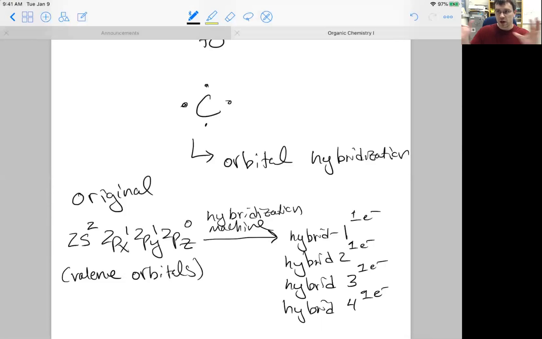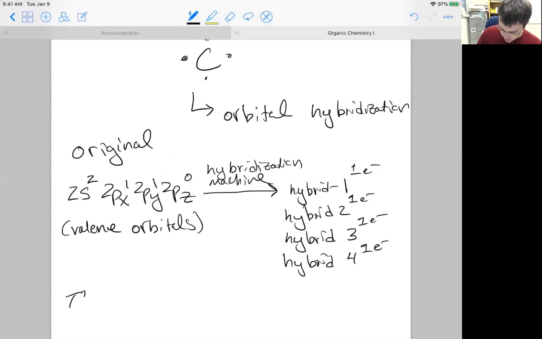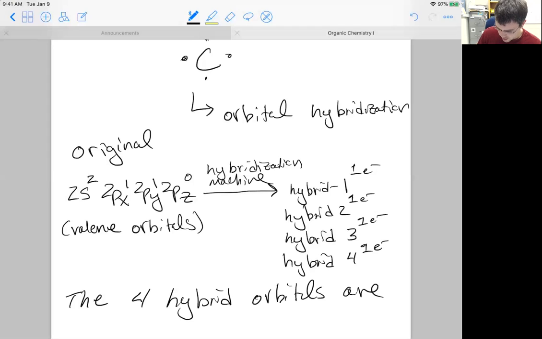Okay, so we merged all of the orbitals and their electrons, and we pulled them out one at a time. And now what we can do is spread the electrons out evenly across these 4 hybrid orbitals. The 4 hybrid orbitals are degenerate. That is to say, they are of equal energy.